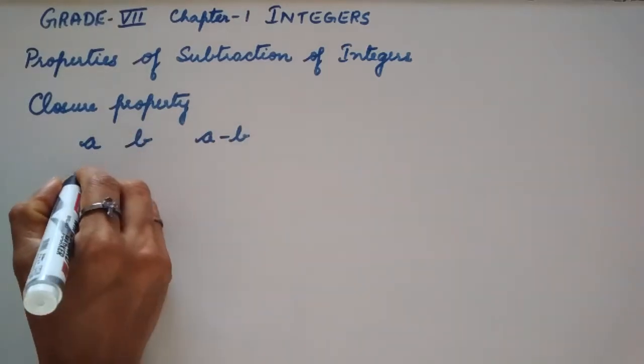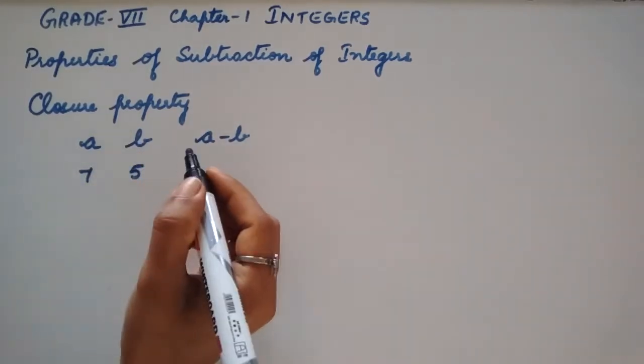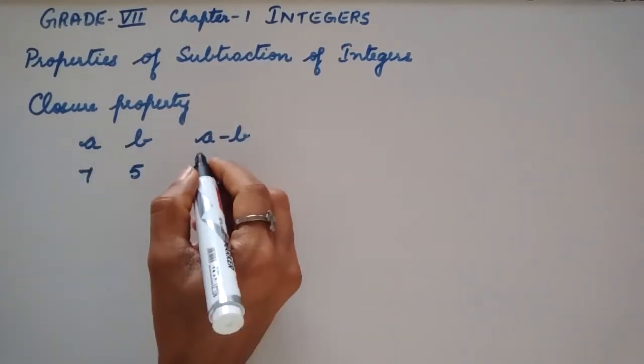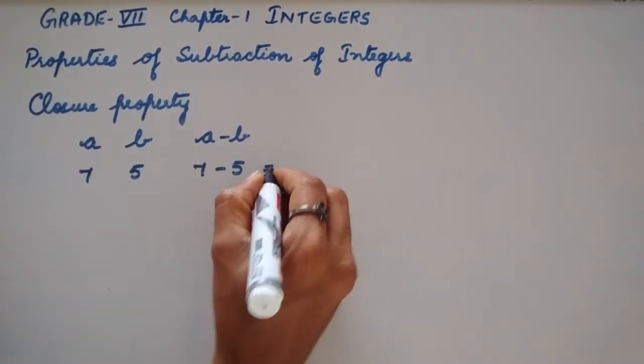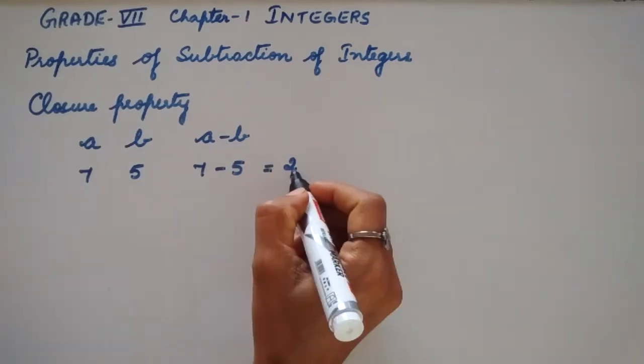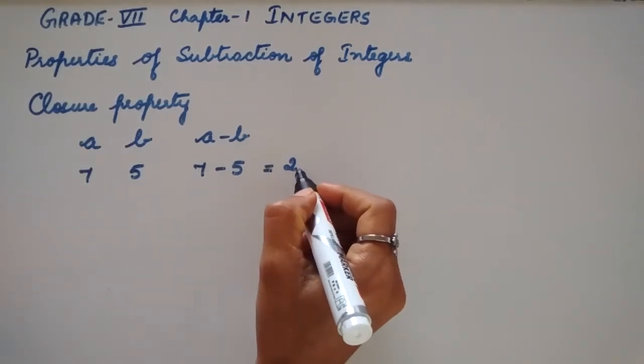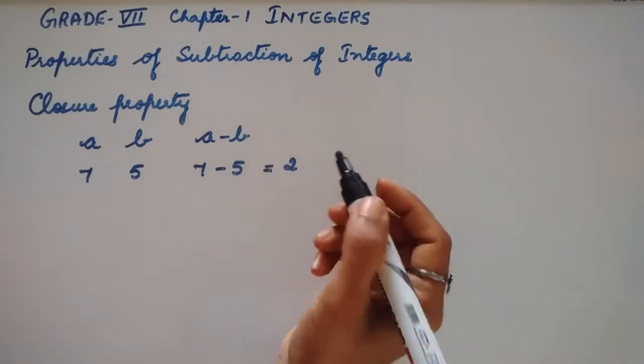For example, 7 and 5 are two integers. So 7 minus 5, which is equal to 2, is also an integer. Okay, let me take one more example.